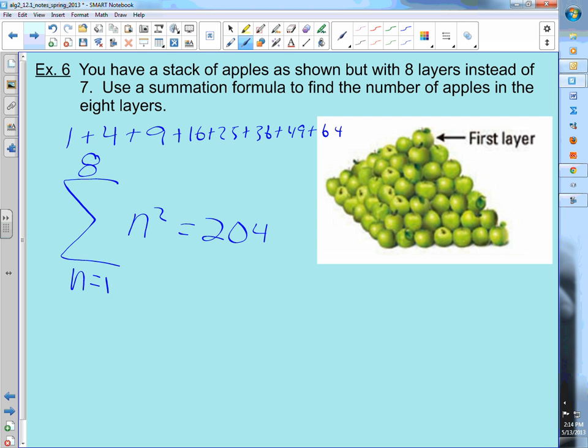I'm sure the kid in the grocery store is figuring that out as we sit here. Mr. Johnson, I need 204 apples to make that stack. There's only 203 here. What do you want me to do? It's not going to look right.